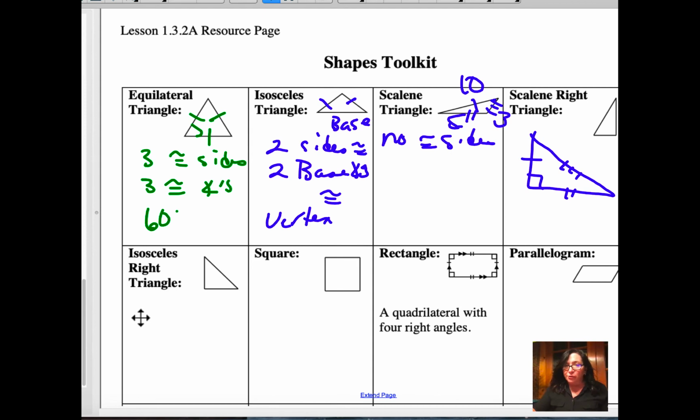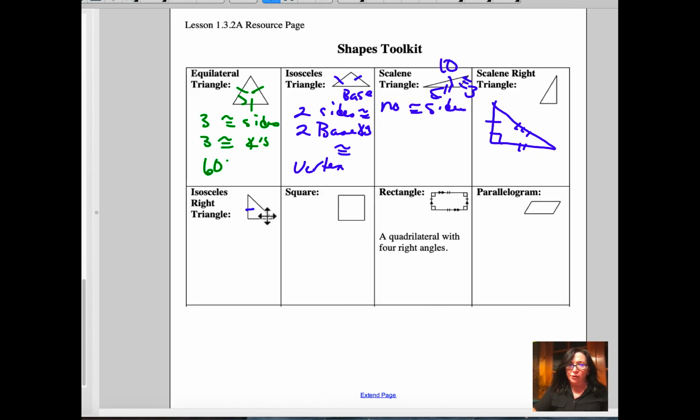An isosceles right triangle has 2 sides congruent and 1 right angle. If I have 2 sides congruent, that means I have 2 base angles congruent. So if you're thinking about it like this, and I know that side's congruent to that side, I know that angle is 45 degrees. Because if you have an isosceles triangle with 2 sides congruent, the angles opposite those sides are also congruent.